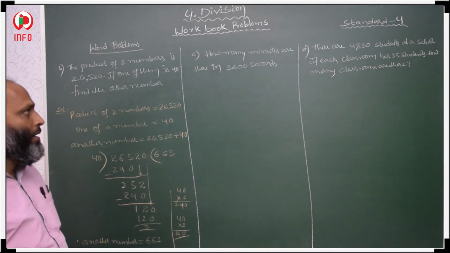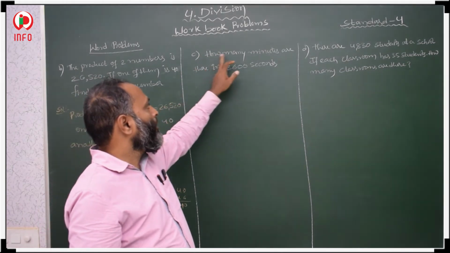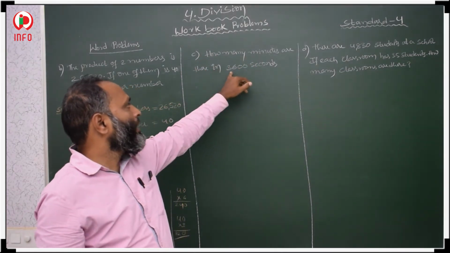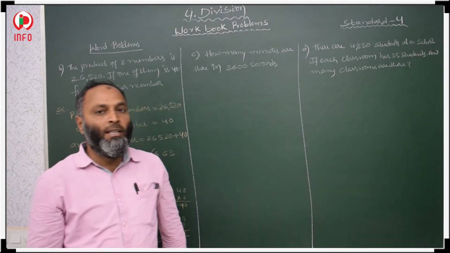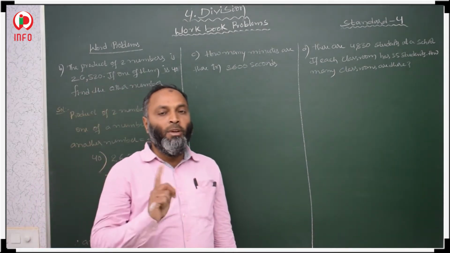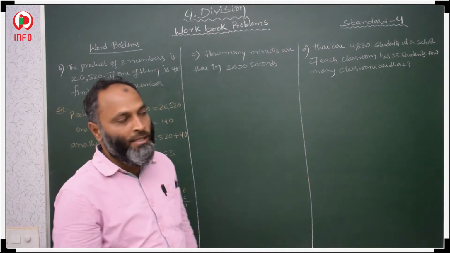This is our another number. Now, the next question: how many minutes are there in 3,600 seconds? First, we know how many seconds are there in 1 minute. So, in 1 minute we have 60 seconds. Remember, 1 minute is equal to 60 seconds.